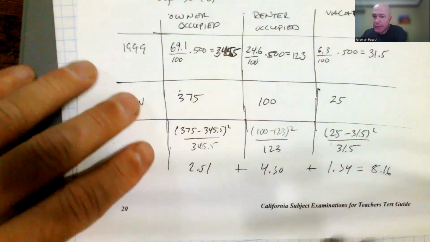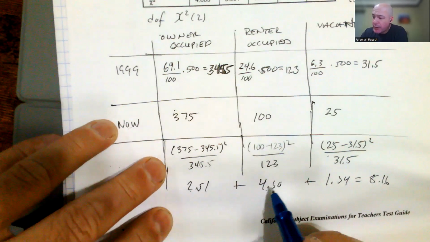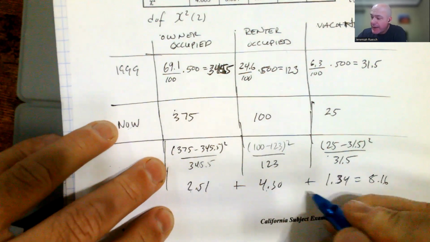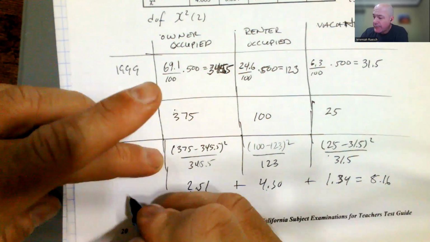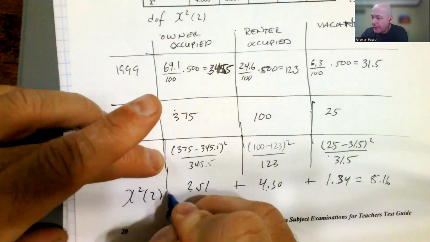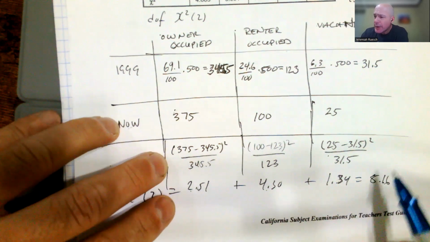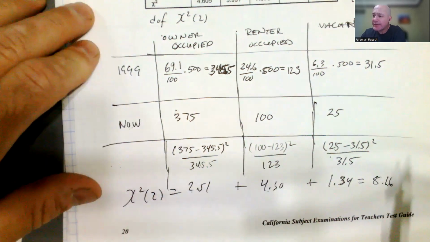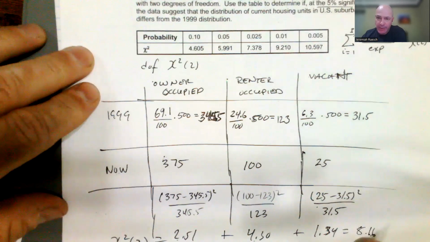So plugging in the numbers, I'm getting this is 2.51, this is 4.30, and this is 1.34. And if I add those all up, I get that the chi-square value is, this is my chi-square value, is equal to 8.16. Okay, so we calculated the chi-square, but we haven't discussed what the null hypothesis is and all of that. So let's go back and do that before we interpret what this means.